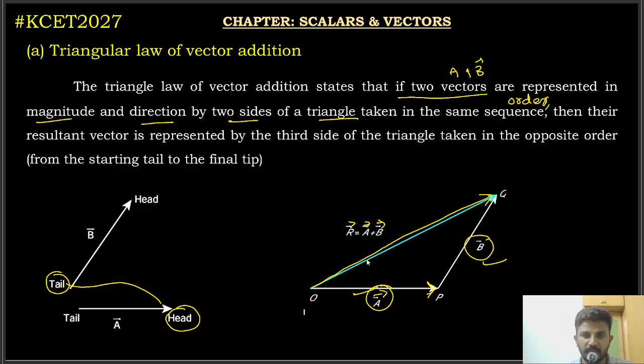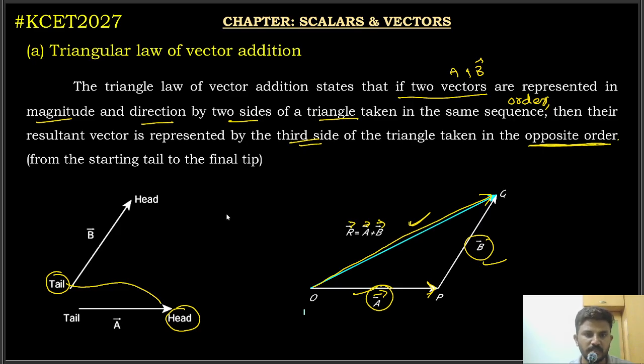then their resultant, that is A plus B, is represented by the third side of the triangle, taken in the opposite order. So this is called the triangular law of vector addition. You can also join B with A and do the same thing.